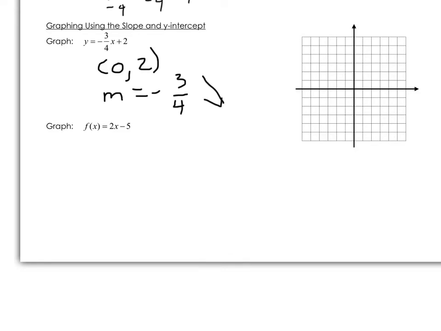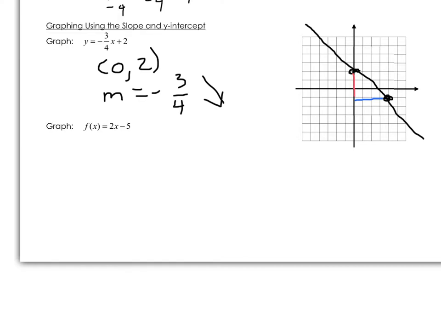So it's going downhill. So (0, 2) is approximately here. And we're going to go down 3. We will go over 4. And that gives us our next point. So our line should go through those 2 points. And notice the line's going downhill.